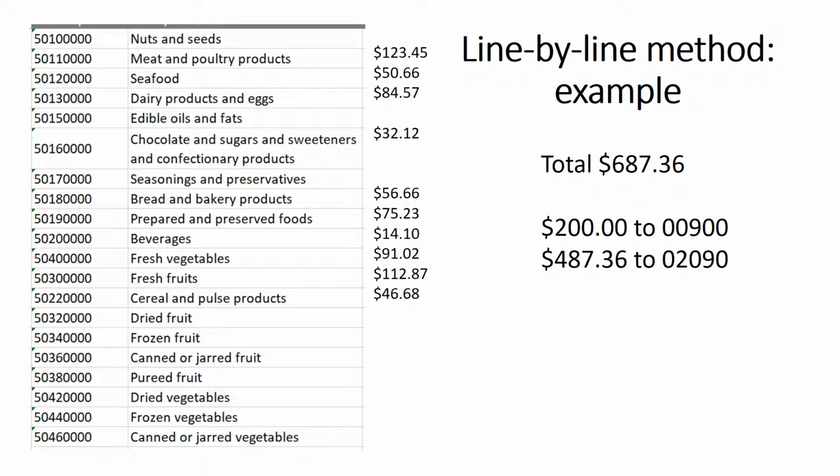So you don't have to do percentages, but you will have to subtract. For my example, I had these line items. They totaled $687.36. $200 of it I'll code to 0900 and the rest to 02090. Rather than splitting the entire purchase by percents, I'll code a few lines to 0900 and the rest to 02090.